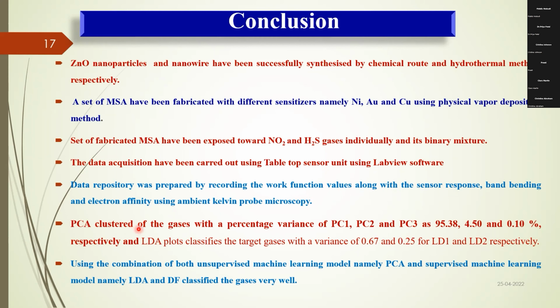And PCA clustered the gases with the percentage of variance of PC1, PC2, PC3 as 95, 4.5 and 0.10% respectively. And LDA plots classify the target gases with the variance of 0.67 and 0.25 for LD1 and LD2 respectively. Using the combination of both the unsupervised machine learning model, namely PCA, and the supervised machine learning model, LDA and DF classified the gases very well.